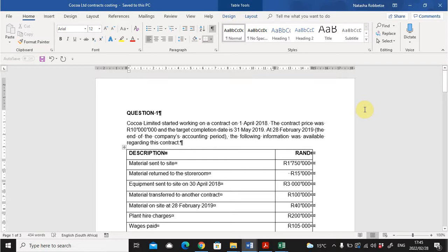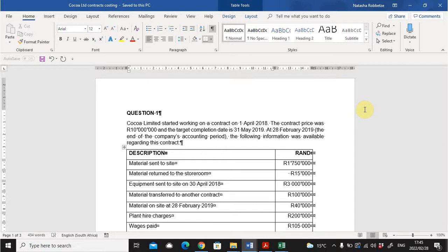This is question number 1 and it is called Cocoa Limited. So this question covers contract costing and the required part specifically requires of you to do the T account, aka the ledger account, of this ongoing contract.